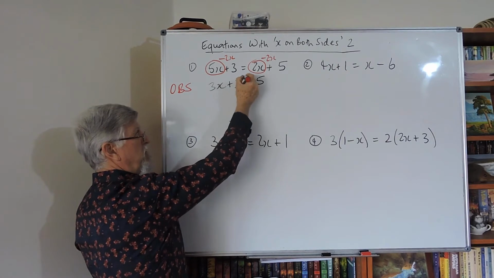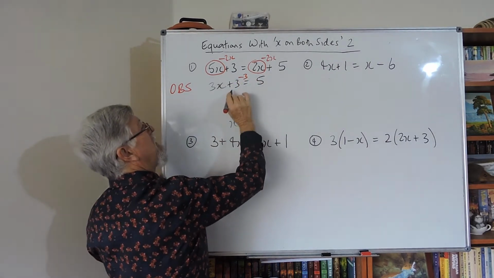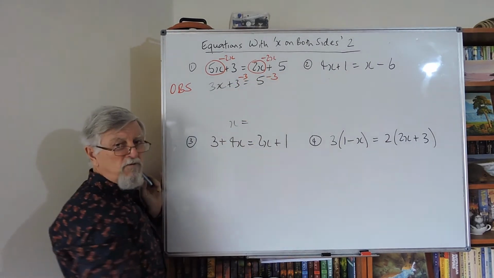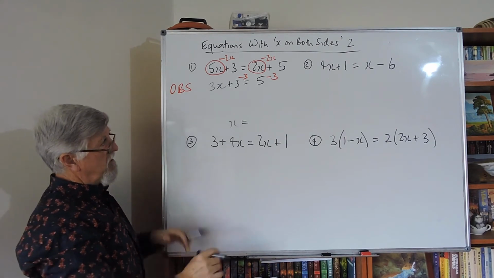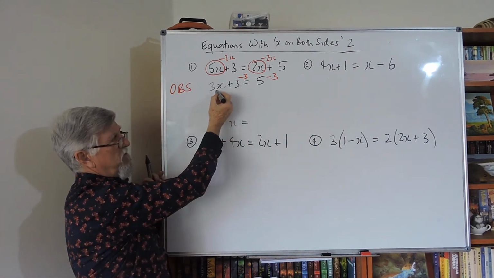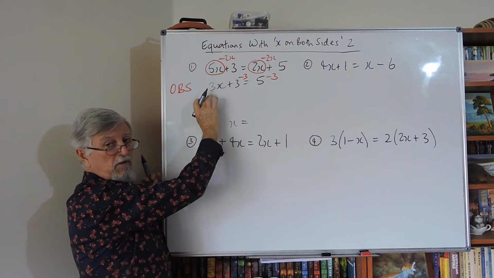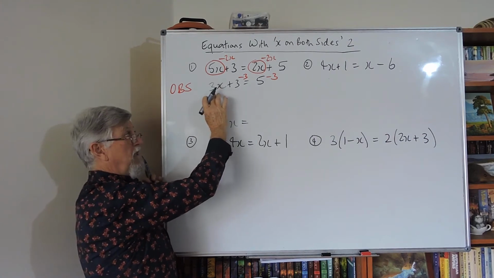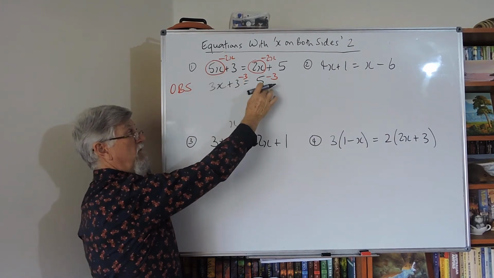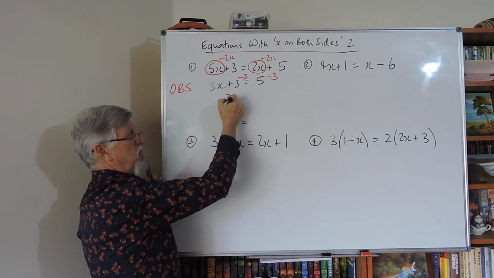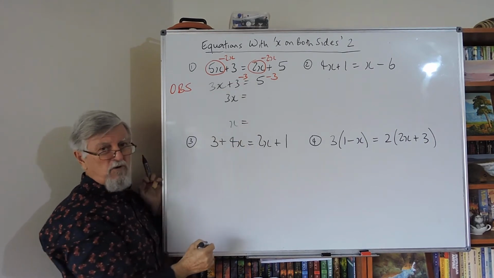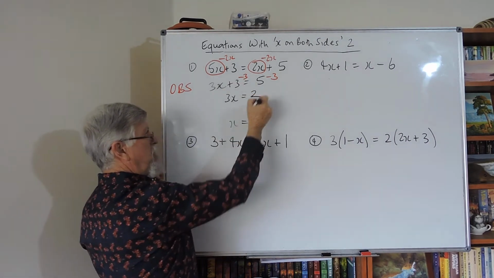If I get rid of the plus 3 first, I also do it to the right hand side. So we're trying to get the x by itself. I could get rid of that 3 first by going divide. If I divided there, I'd have to divide there, and there. So now I'm left with just the 3x, because 3 take 3 is gone and 5 take 3 is 2.